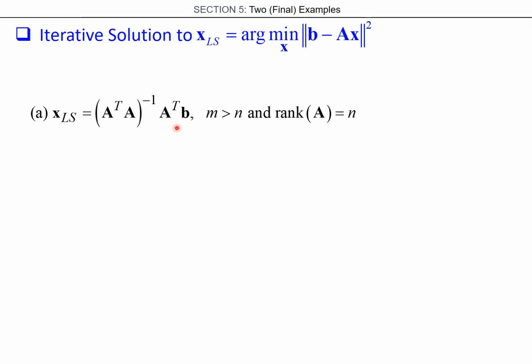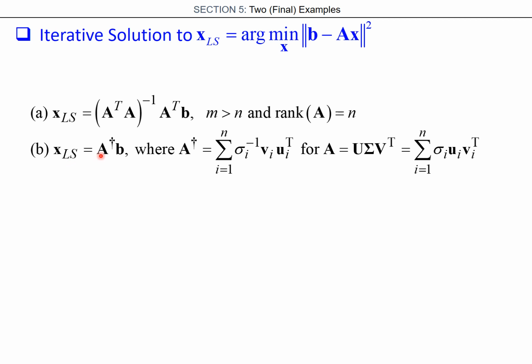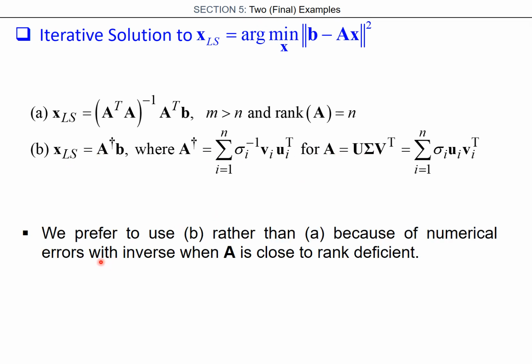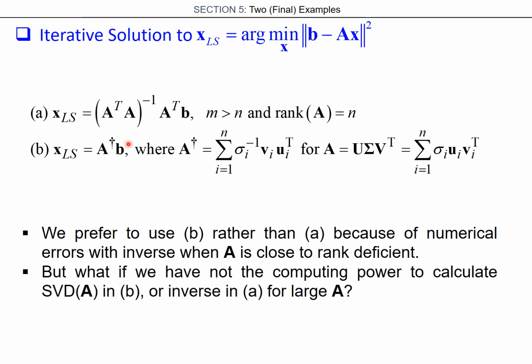So we can write this explicit solution, or we could use the pseudo inverse and find that from singular value decomposition. We prefer to use B rather than A because of numerical errors if we invert this when A is close to rank deficient. But what if we don't have the computing power to do this inverse or to calculate the SVD? This could happen where A is a very large matrix and we have, say, an IoT device with very low computing power. So we could have a look at a simple iterative solution.